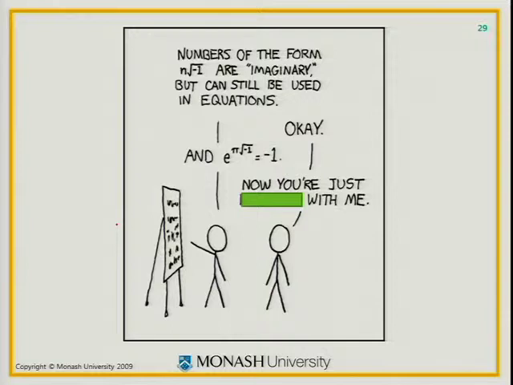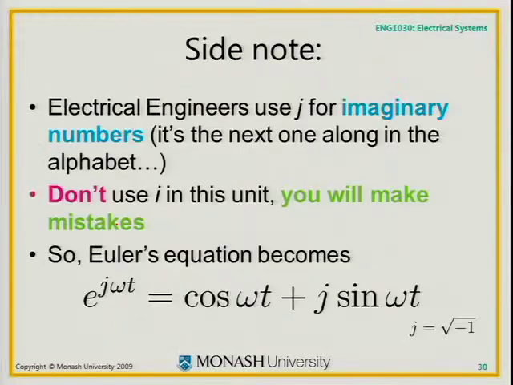So we better use something else for the imaginary number. So electrical engineers use J. Oh, I know. Freaky. J, not J for Jamie. Electrical engineers use J for imaginary numbers. It's the next one along in the alphabet. H-I-J. It is too. Look at that. So we won't use I in this unit, we will use J. It looks very natural to me, maybe weird to you.